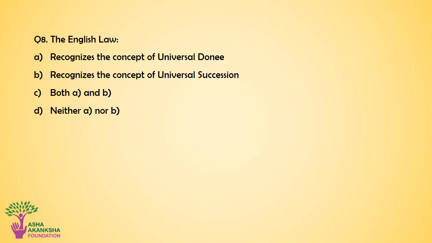Question number 8. The English law, option A, recognizes the concept of universal donee. Option B, recognizes the concept of universal succession. Option C, both option A and option B. Or option D, neither option A nor option B. The correct answer for this question is option D, neither option A nor option B.